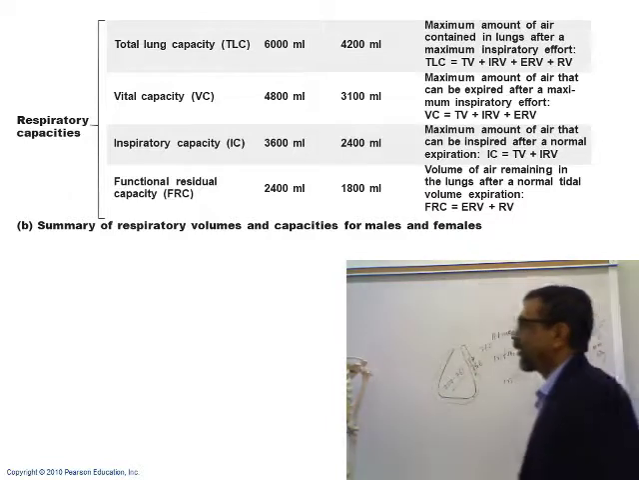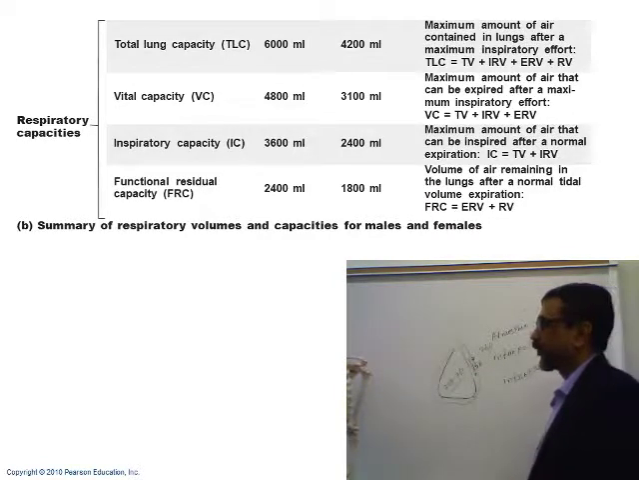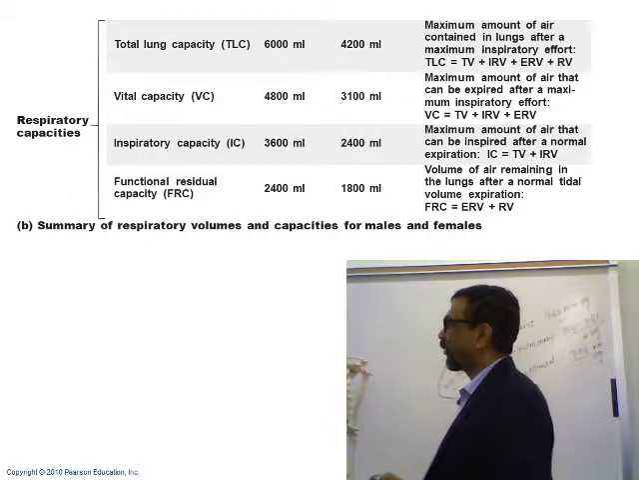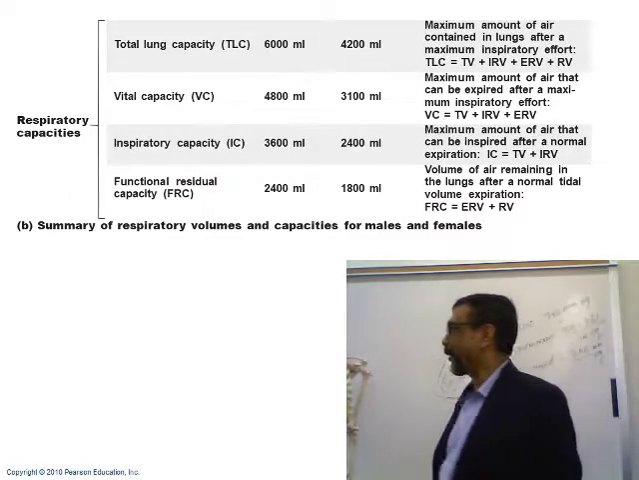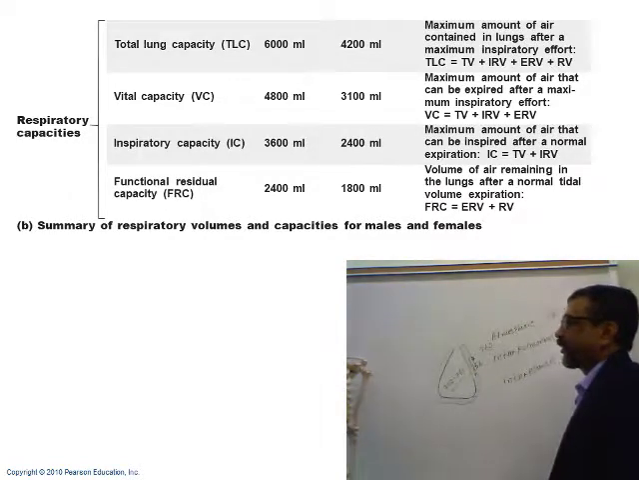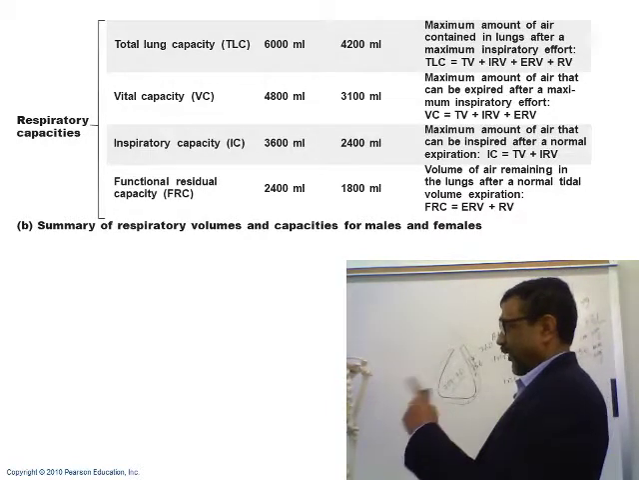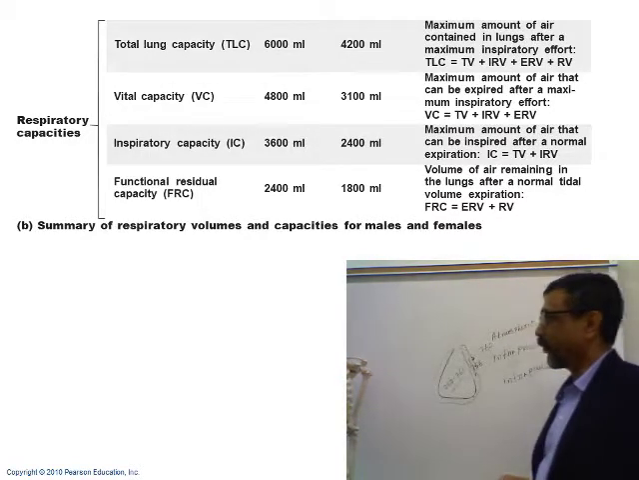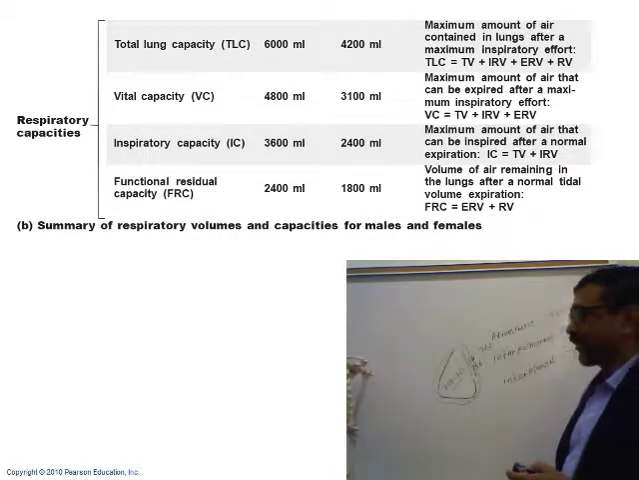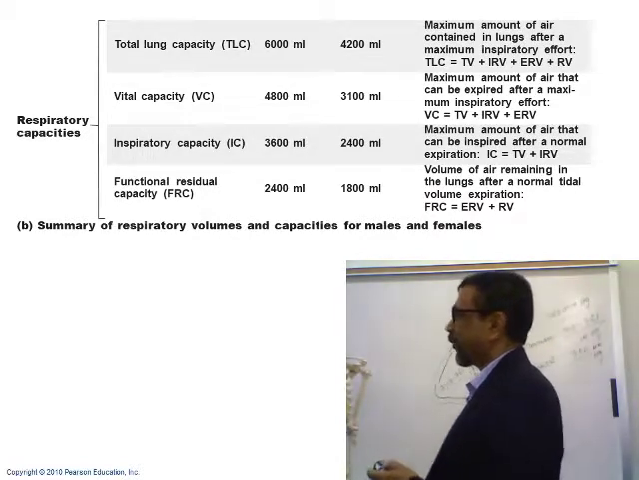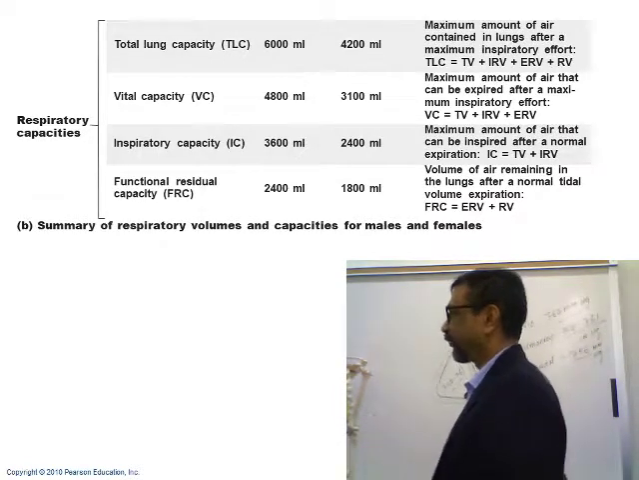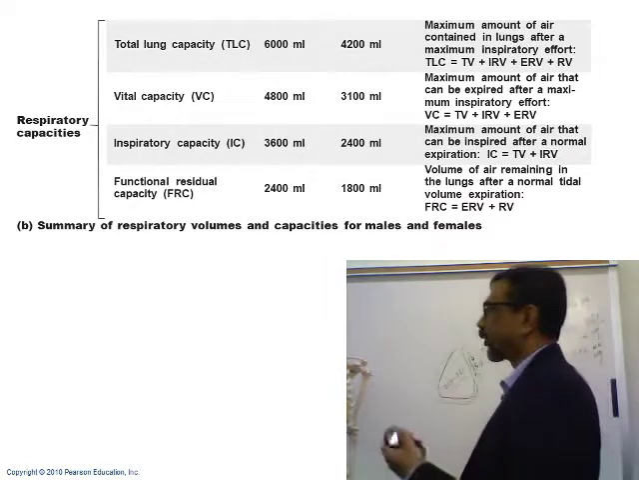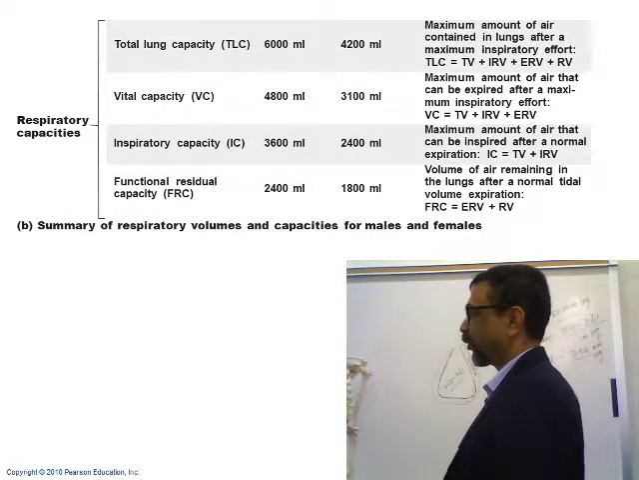Vital capacity, if you add 3 volumes, tidal volume, inspiratory reserve volume and expiratory reserve volume together, that gives you the vital capacity. Inspiratory capacity, if you just add tidal volume and inspiratory reserve volume, that gives you inspiratory capacity. That means how much total amount of air you are taking forcefully altogether.